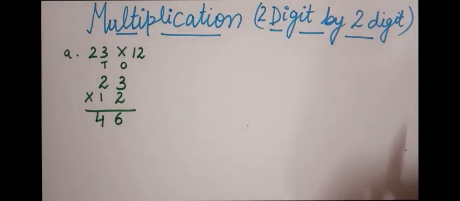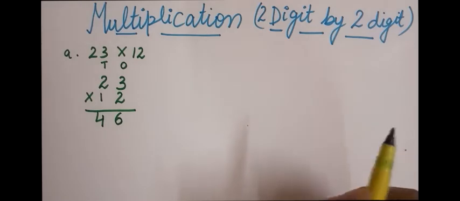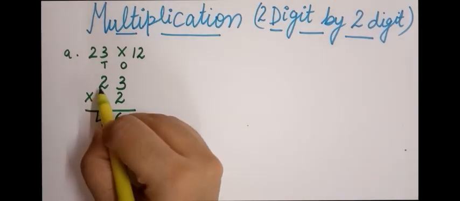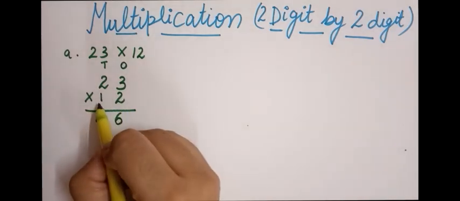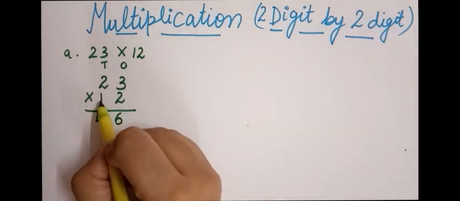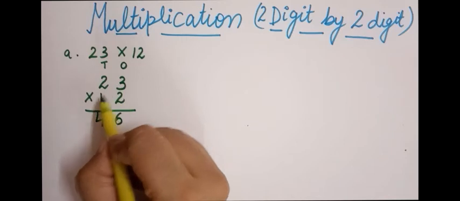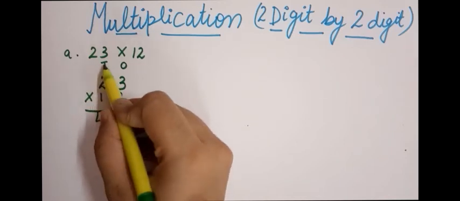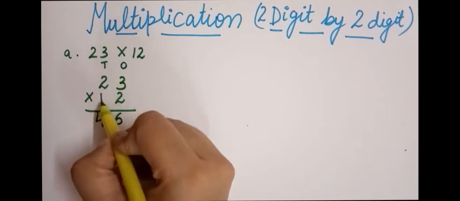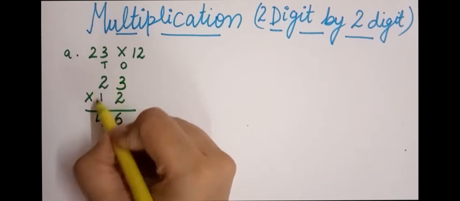So now I have done one step. The first step I have already done. I have multiplied 23 by this 2. Now I will look at this 1. I have to multiply 23 by this 1, and if you look at it carefully, this is not 1, this is actually tens, because it is in the tens column.